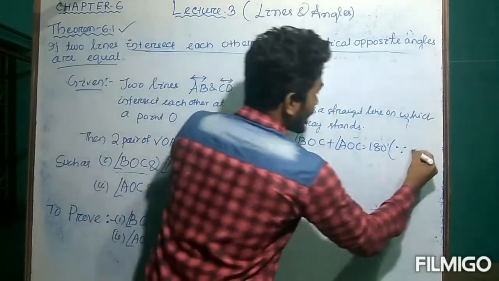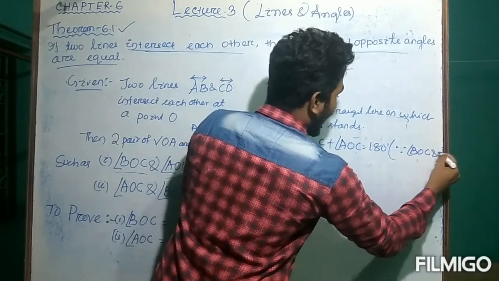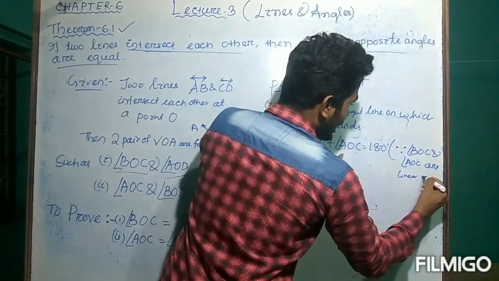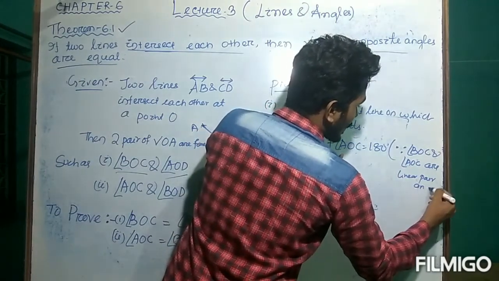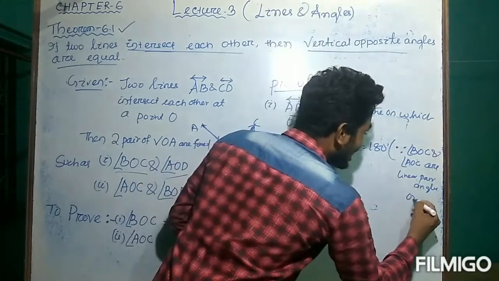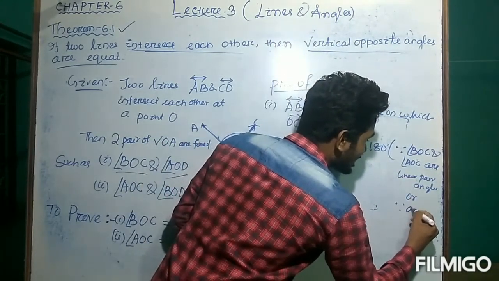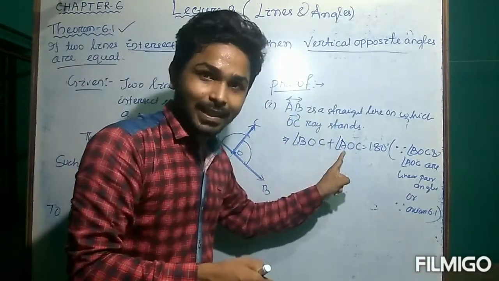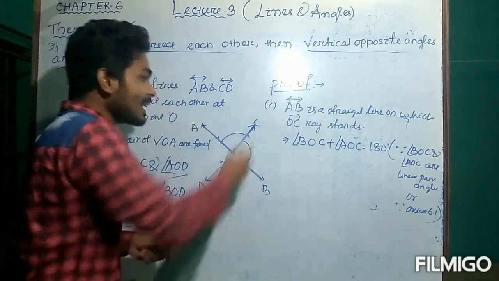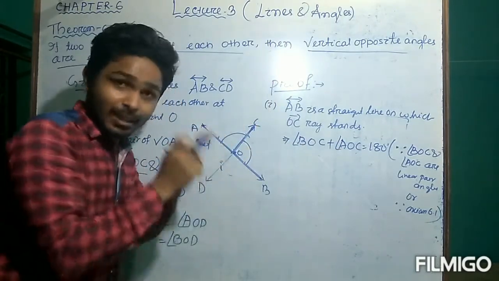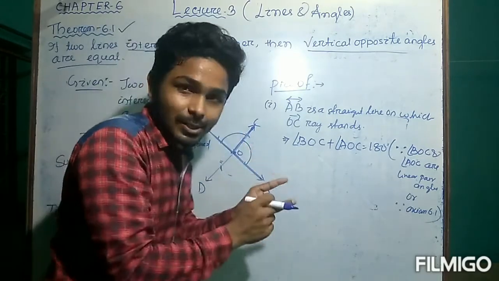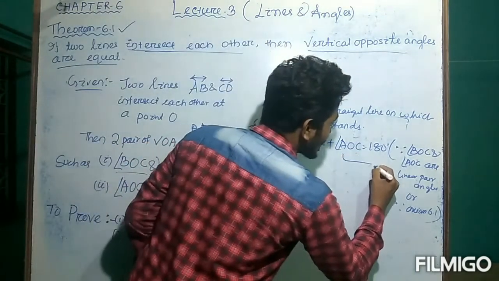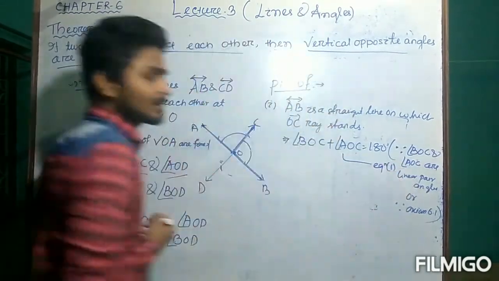Since BOC and AOC are linear pair angles. Or you can directly write since axiom 6.1, because axiom 6.1 tells you the same thing. It tells that if there is a line and another ray stands on it, then the sum of the two linear pair angles is equal to 180 degrees. Okay, so this is the first equation, equation number 1.